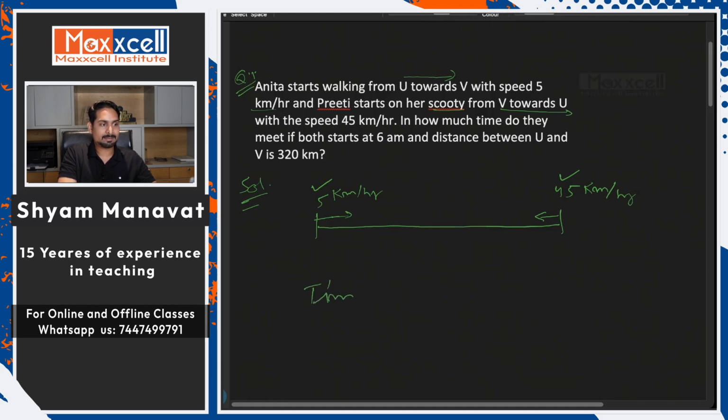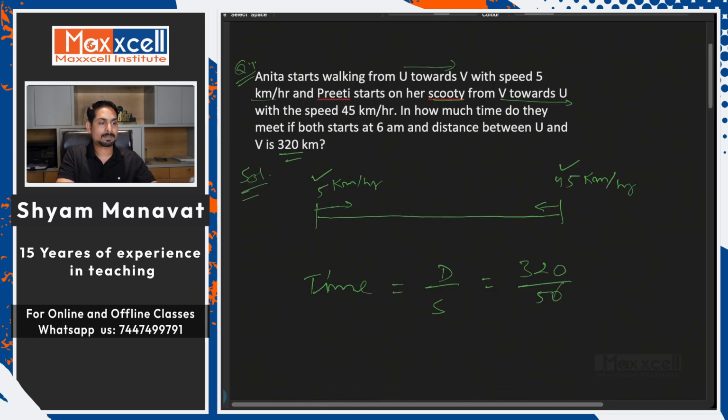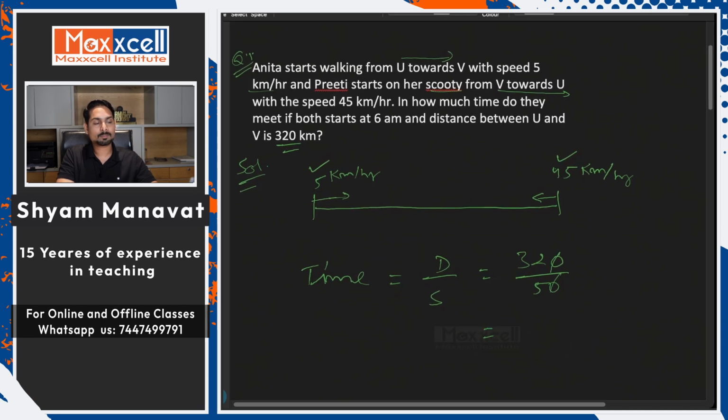If I need to calculate time equal to distance upon speed. What is the distance between them? Distance between them is 320 kilometers. What is their relative speed? 5 plus 45, 50 kilometers per hour. Simplify this further. What do you get? 5 6 are 30 and 0.4 hours. Okay, that's the time. Now question said if both of them started at 6 a.m. then at what time will they meet?